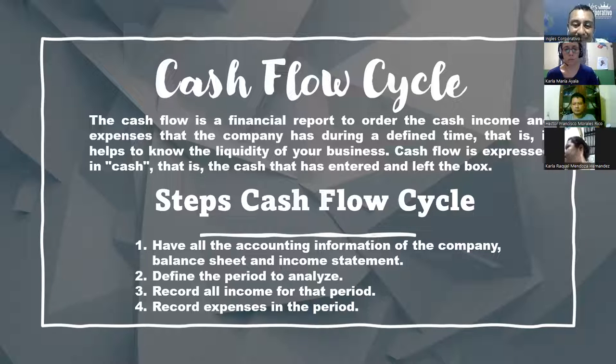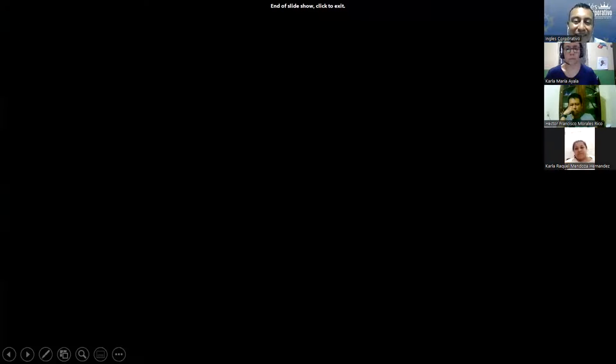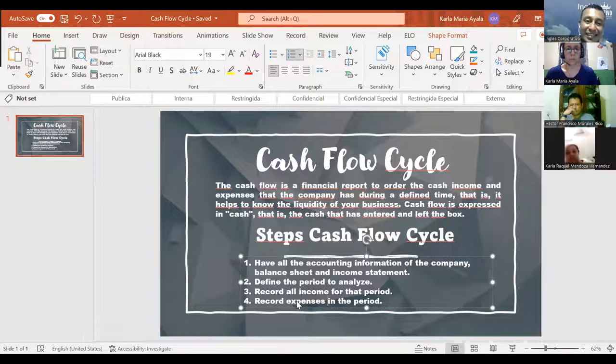And now let's see the steps. Have all the accounting information of the company, the balance sheet, define the period to analyze, record the income, and record expenses. Yeah, income, expenses, the period to analyze. And the income statement, okay? Very good. Thank you, Carla. Thank you very much for sharing.